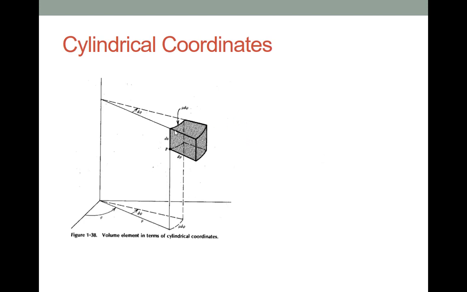Okay. So here we have our volume element. This side is rho d phi. This side is dz. And this side is a change in radius. Notice, instead of using r for radius in this one, they are using the variable rho. That makes dV equal rho d phi times dz times d rho, or typically written as rho d rho d phi dz.